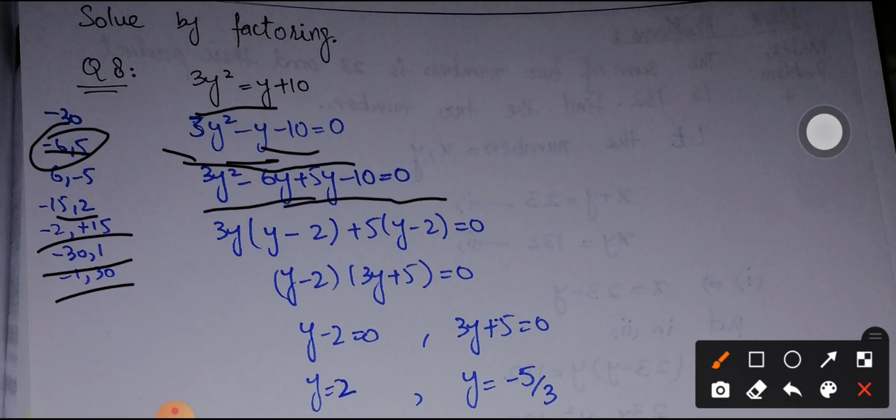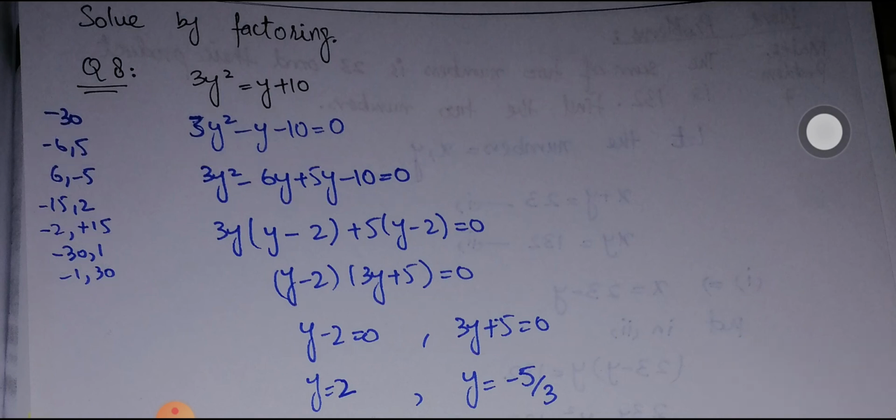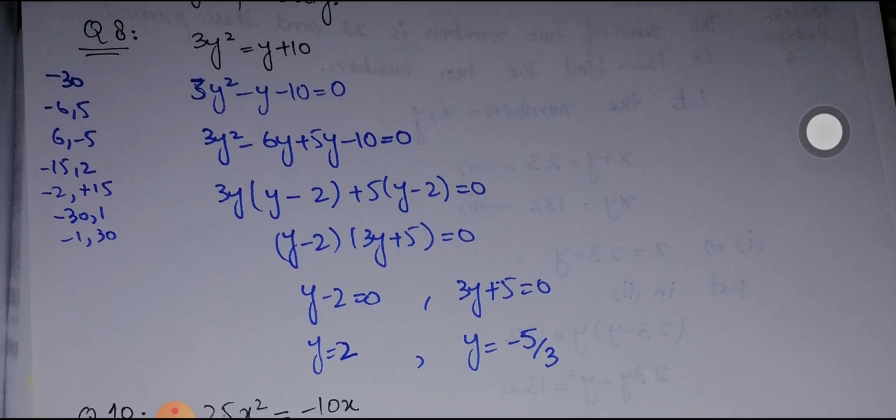Now I will take common, and the factors will be y minus 2 into 3y plus 5, which are going to give the roots 2 and minus 5 by 3, because I will put y minus 2 is equal to 0 or 3y plus 5 is equal to 0, so y will be 2 or minus 5 by 3. This is how we can solve a quadratic equation by factorization.